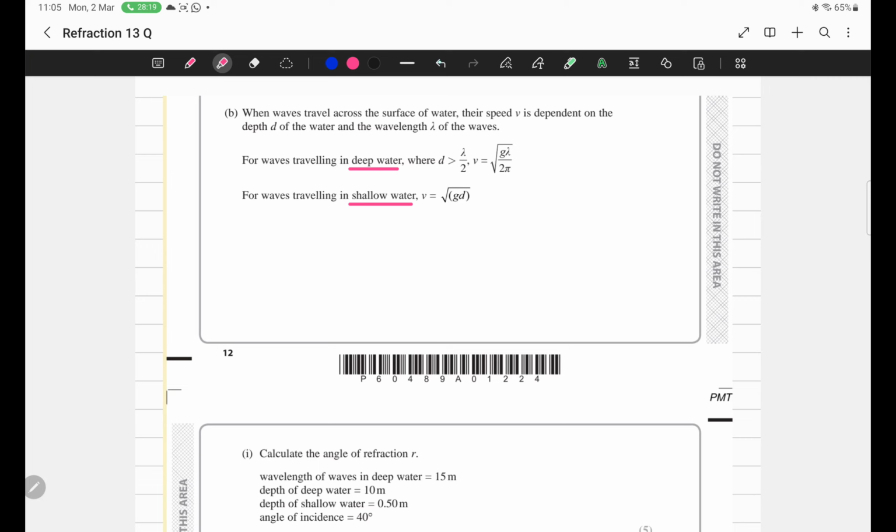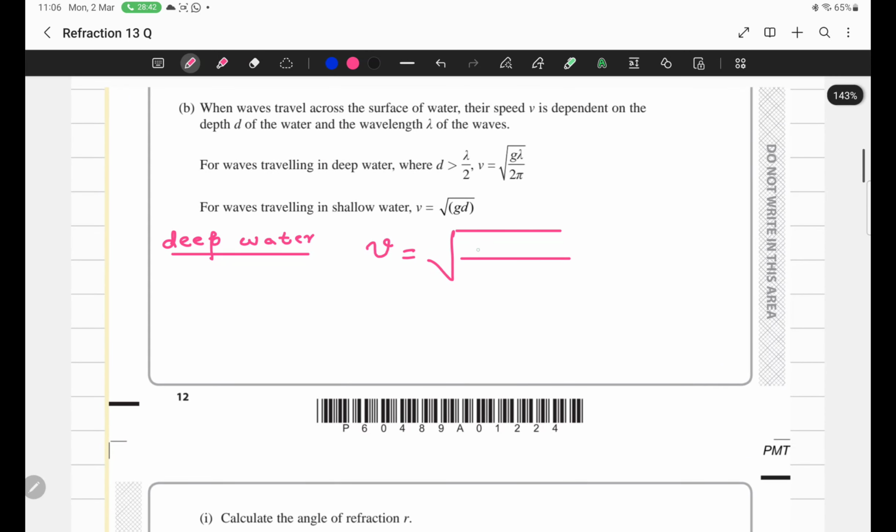So we are solving this question starting with deep water. We are given a formula for deep water, and in deep water we can calculate the speed of the water wave, and the equation is under root g lambda over 2 pi. You know the value of g is 9.8. I'm using this formula.